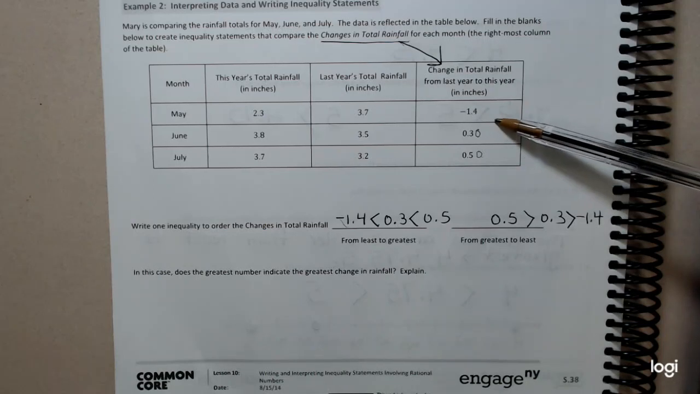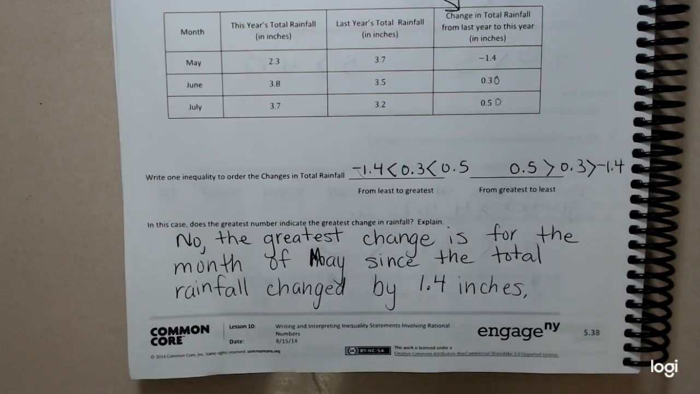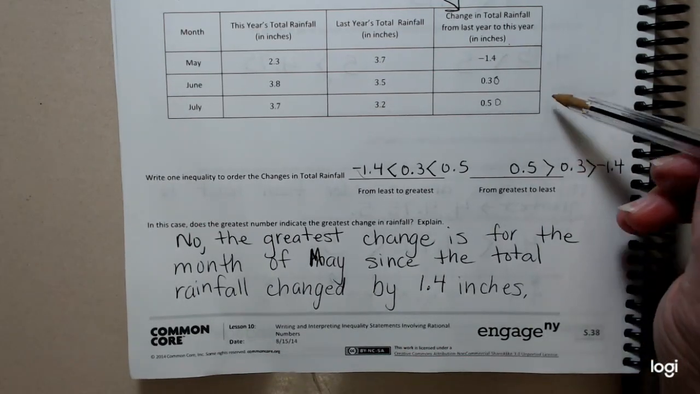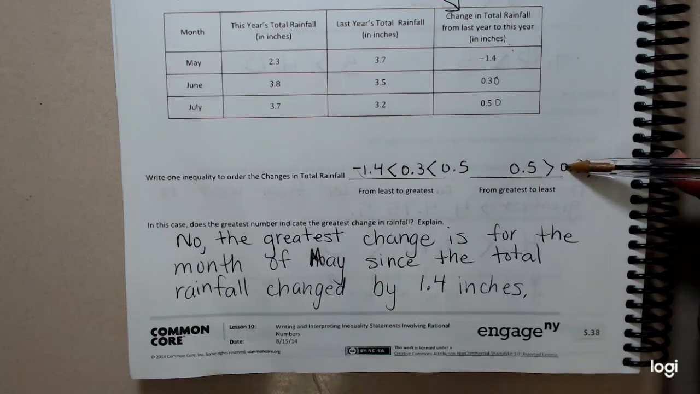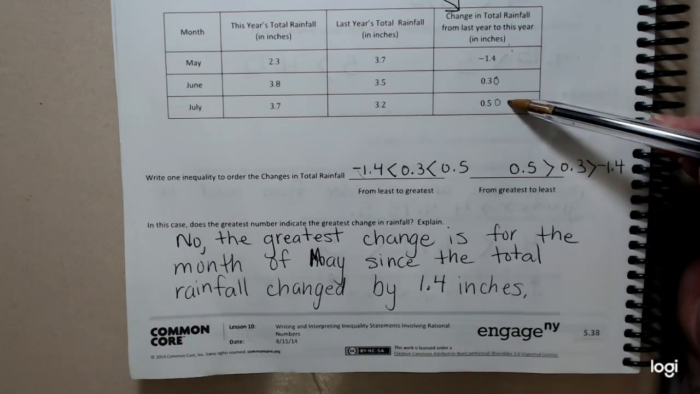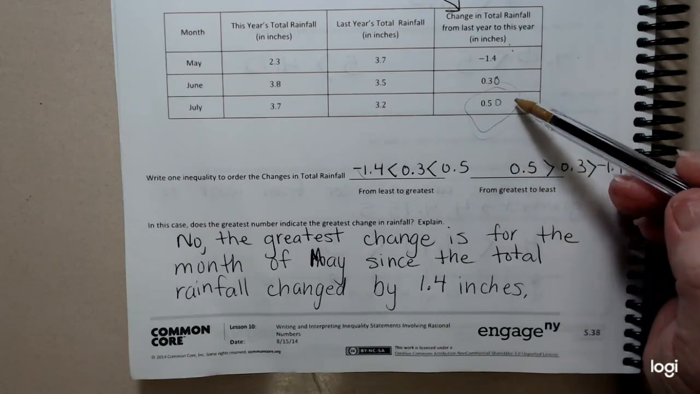Okay, so go ahead and pause your video for a second, and you will be able to write this down. All right, so here's my answer. I said, no, the greatest change is for the month of May, since the total rainfall changed by 1 4/10. So once again, we look at the numbers over here. The rainfall went down 1 4/10. That's a bigger change than to go up by 3/10 and 5/10. But our greatest number, recall, was 5/10.